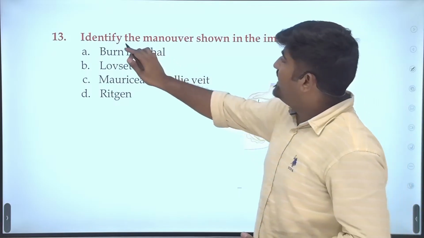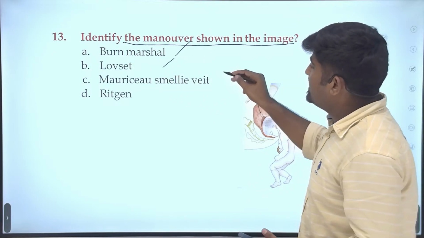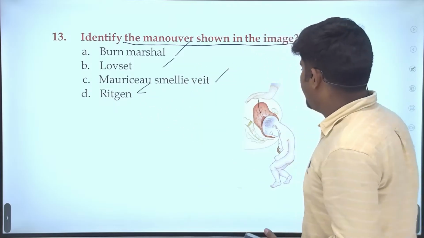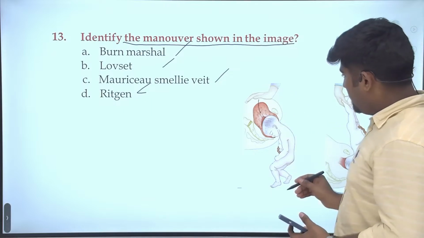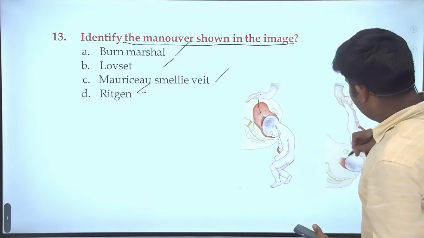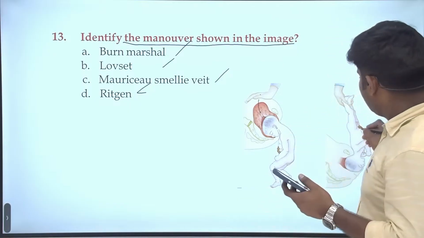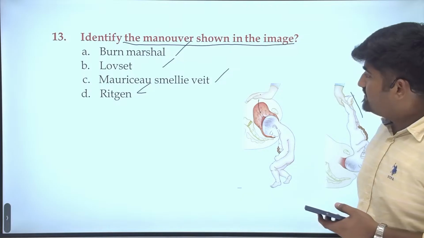Now tell me, identify the maneuver shown in the image. It is Burns Marshall, Lovset, Mauriceau-Smellie-Veit maneuver, and Ritgen's maneuver. Here, first they are putting down fundal pressure, then again they are hyperextending the fetal limbs.